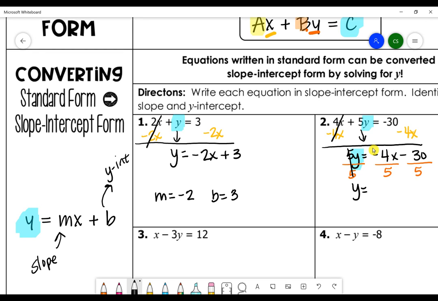All right. So negative 4/5 x, negative 30 divided by 5 is a negative 6. So now I can identify, because it says y is equal to negative 4/5 x minus 6, basically y is equal to mx plus b. So my slope is negative 4/5 and my y-intercept is a negative 6.